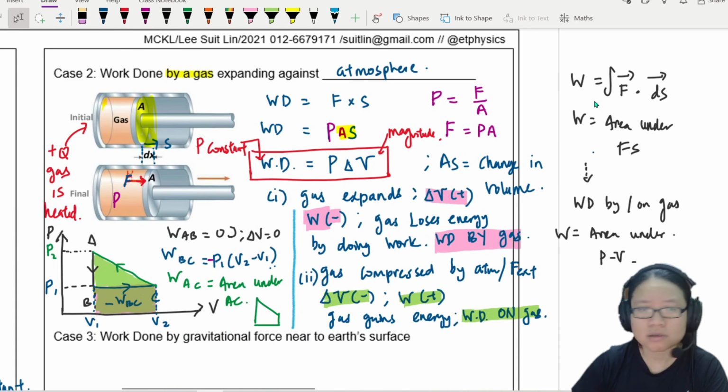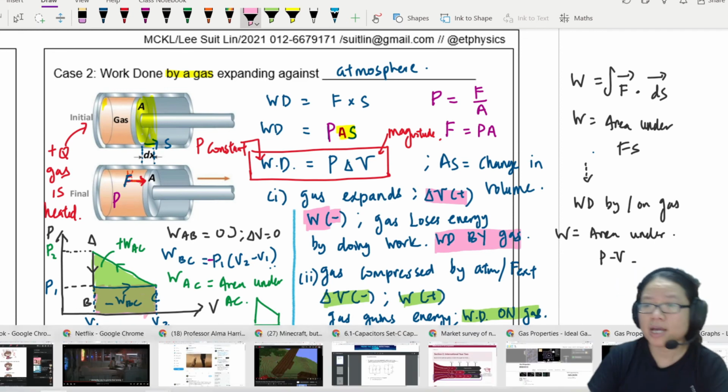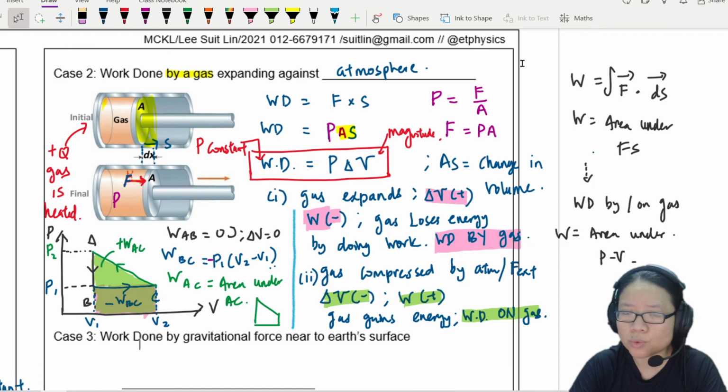So let me add this in. This part here is positive W_AC. Yeah, this part down here is negative W_BC. You get the point, right? This is the negative. Okay. One last thing before I go.